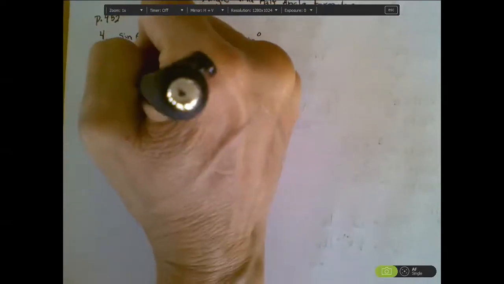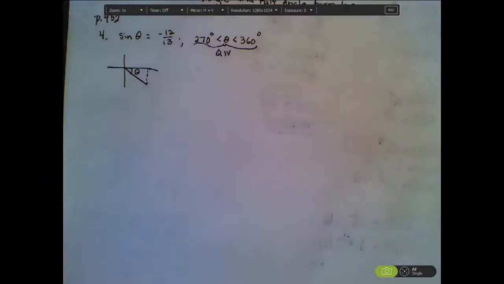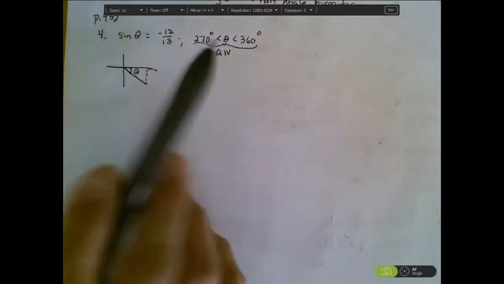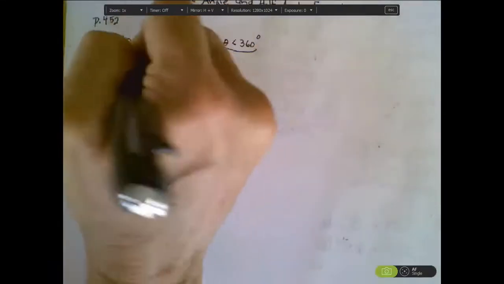So I'm going to draw a 4th quadrant angle. Raise a vertical line up to the x-axis and say that is theta, and I need to label that angle in such a way that sine of theta is negative 12/13. That means opposite must be negative 12, hypotenuse must be 13, and by the Pythagorean theorem, the adjacent side is 5.